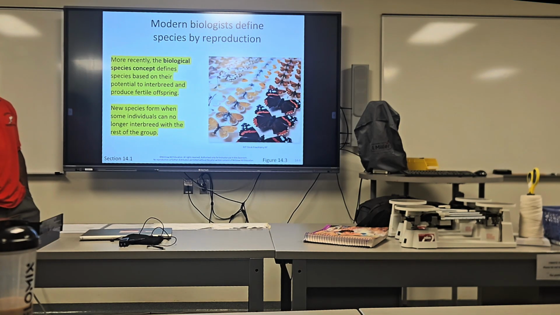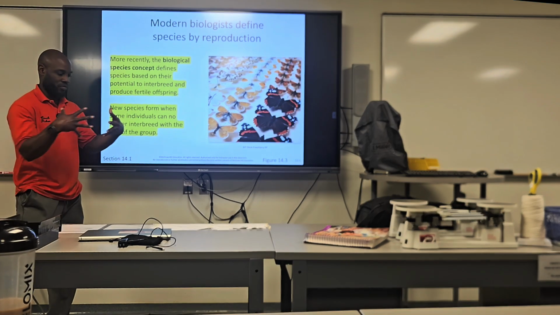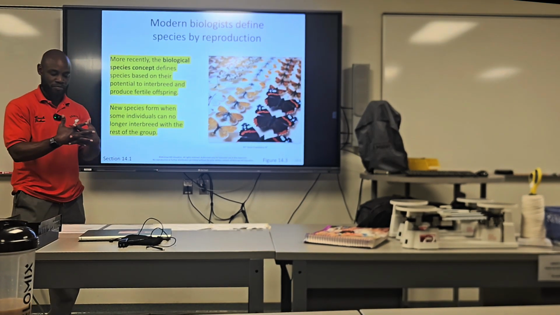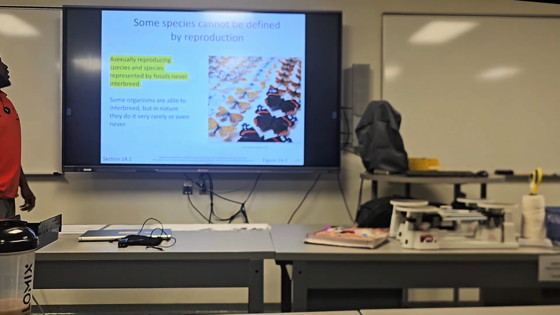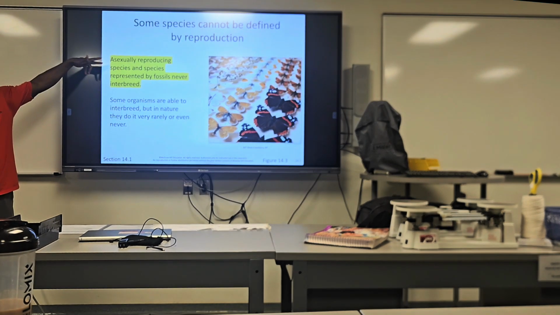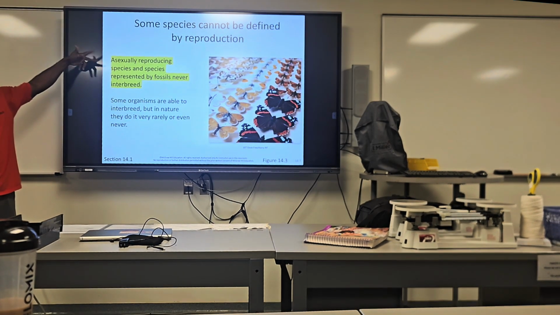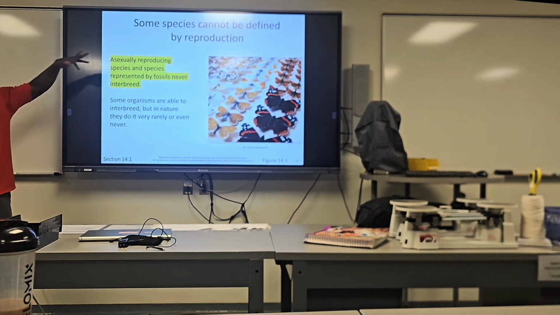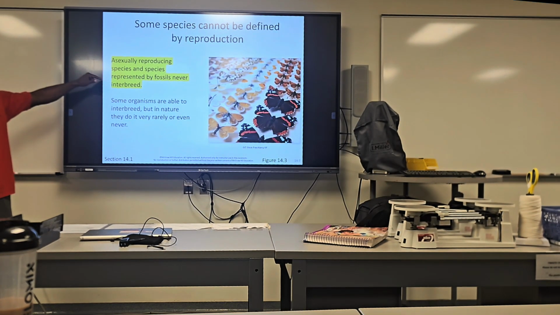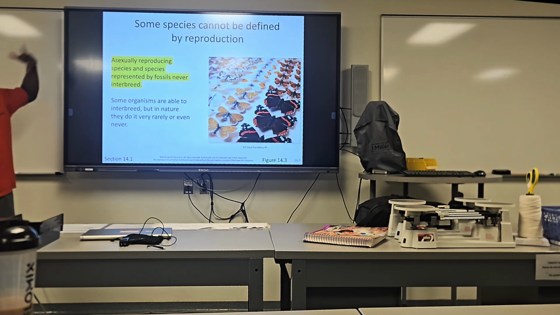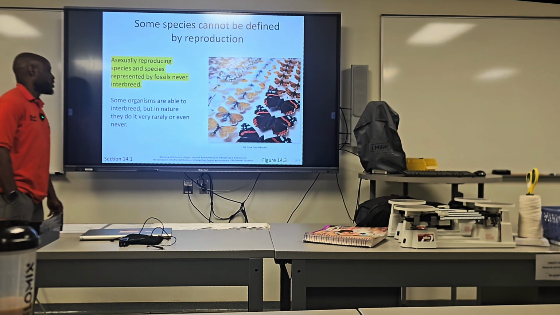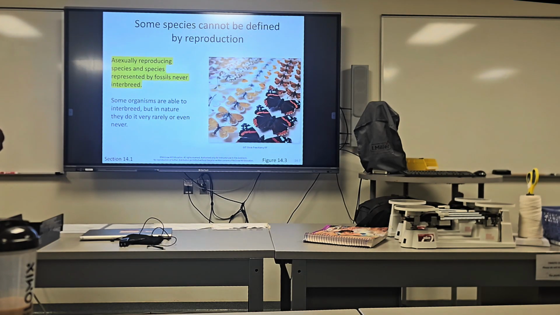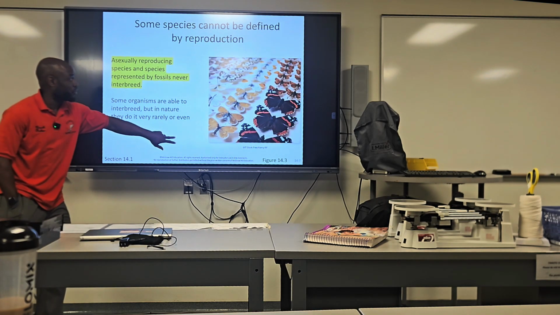So sometimes you have a new species when it can no longer mate with somebody in their group and form a new species. Asexually reproducing species. Asexual, everybody knows what that means? Asexual reproducing species. They reproduce without a mate. Species represented by fossils never interbreed. Some organisms are able to interbreed, but in nature they do not. They do it very rarely or even never.